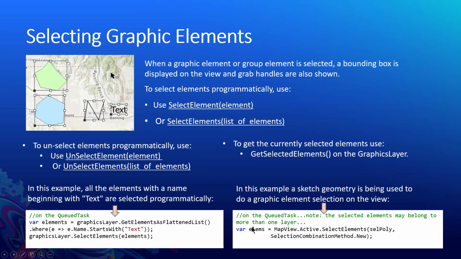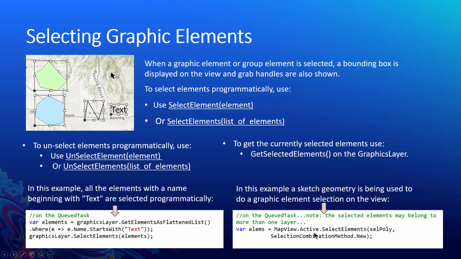I have 2 code examples shown here on this slide. Here on the left, I select all elements with a name beginning with text. I call the getElements as a flattened list method on the graphics layer. This gives me all the elements in a flattened format without preserving the nesting of elements and group elements. I then use a LINQ query to query for elements with the name starting with text. I then call the select element method and pass in the retrieved elements collection.